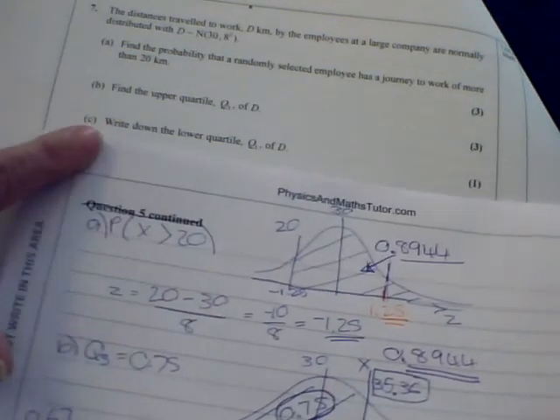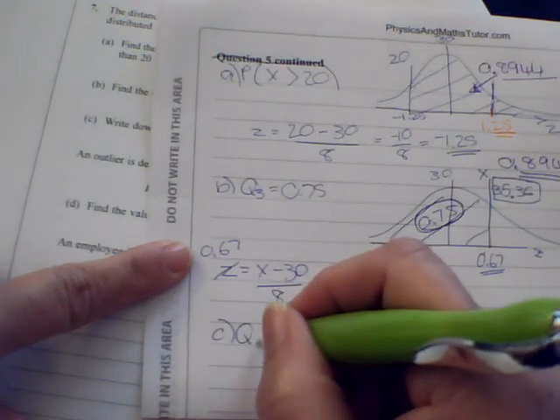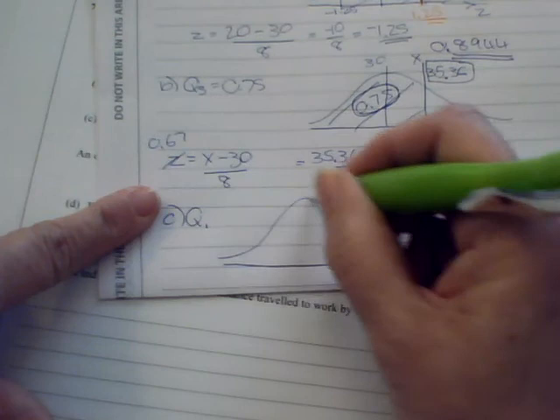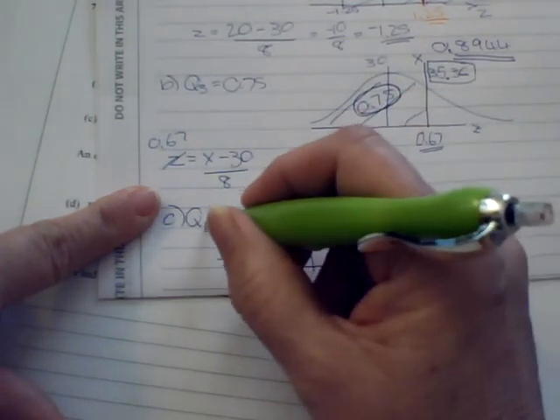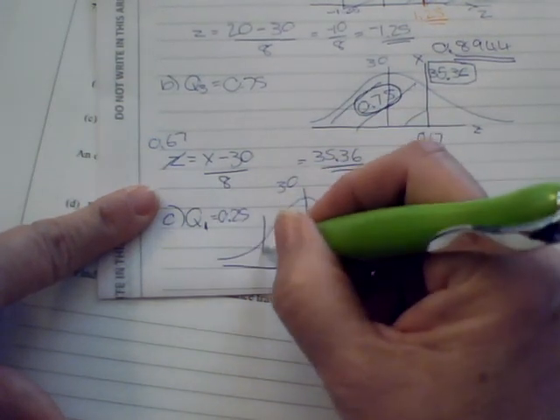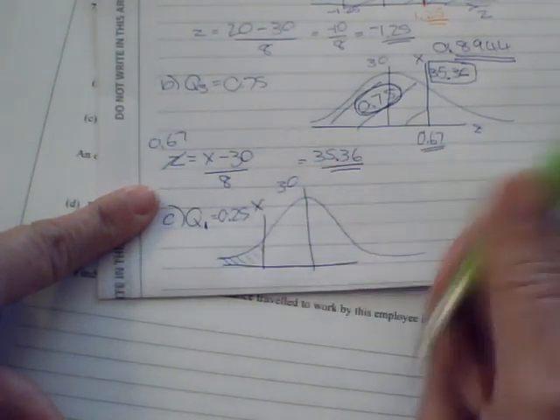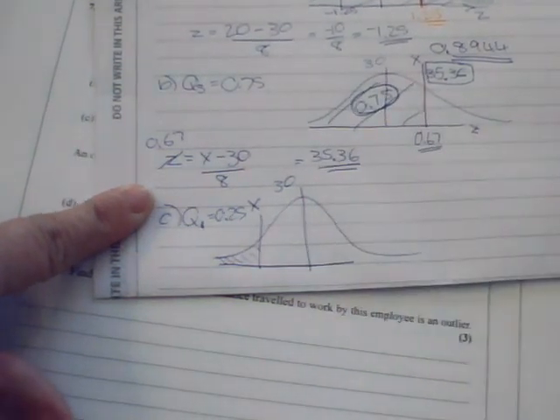We're sailing through this question. C, write down the lower quartile. I don't know why they've asked us to do that when it's the same as the other one. But anyway, let's see. So part C, Q1. 30 here. This time Q1 is equal to 0.25. So here we go, there's our x, and we want this to be 0.25. Well, actually, it's going to be totally symmetrical to this, isn't it?